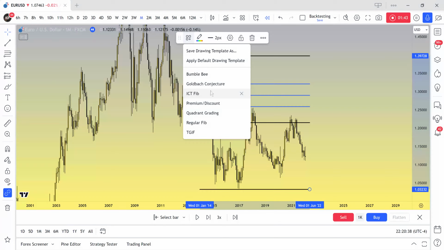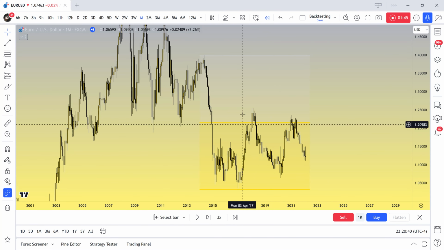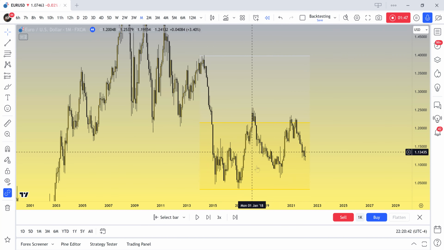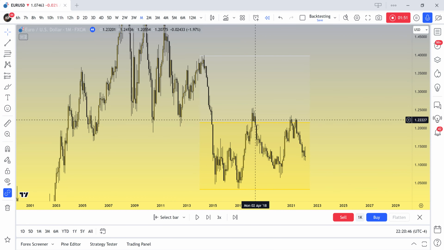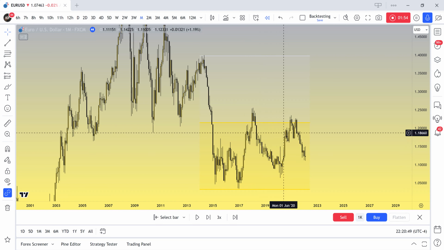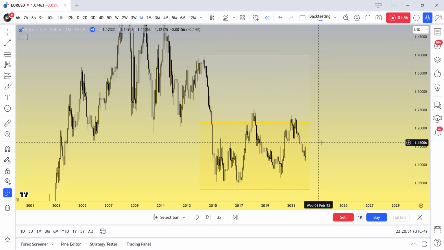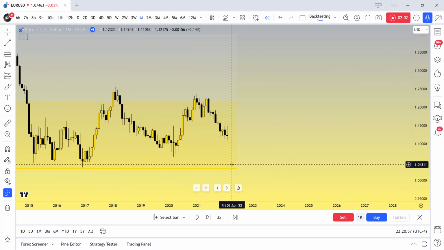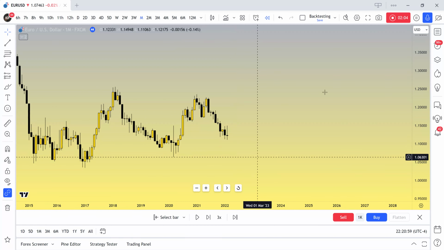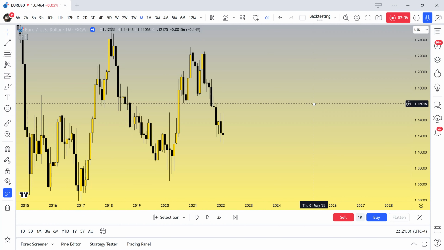If we look here, premium is up here and discount is down there. So we retraced and started to break down, consolidated, expanded up here, and then broke down again. So now we are here, and let's take a closer look so we can frame our eventual trade.